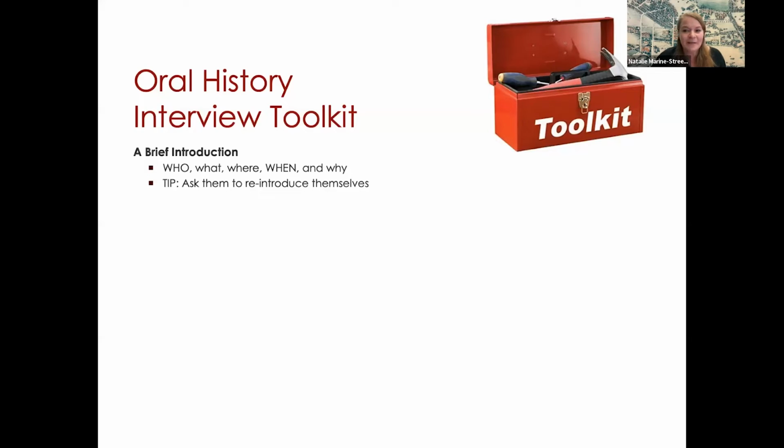A tip that I give is to ask people to reintroduce themselves. You can give that introduction, but then ask them to say their name and do that introduction of themselves, because then we have a wonderful bit of audio of them saying their name in their preferred pronunciation, which you may or may not have gotten exactly the way they would say it. And it's also lovely to think about how you might reuse that down the road in an interview clip or a documentary.